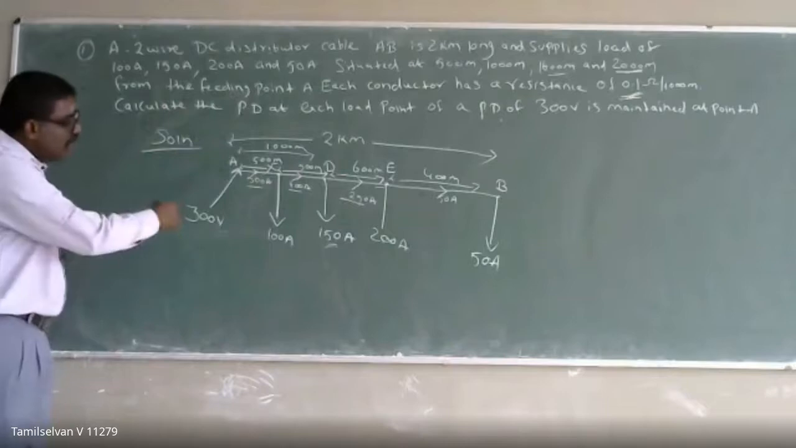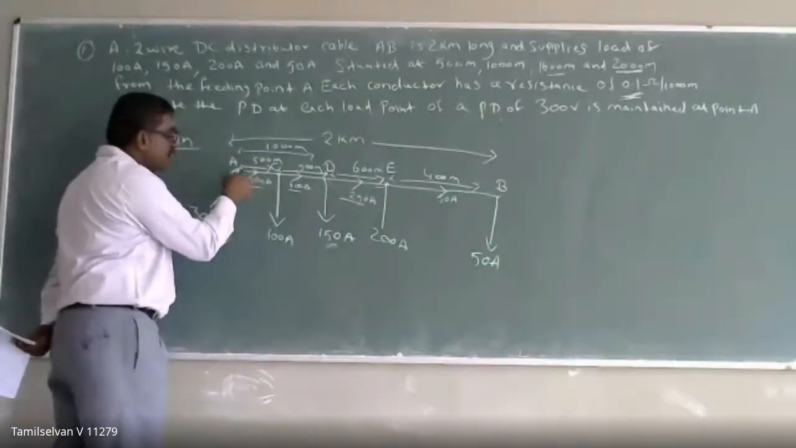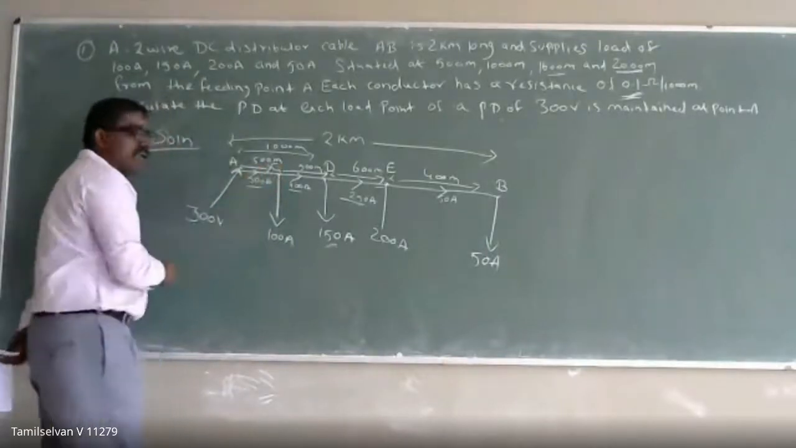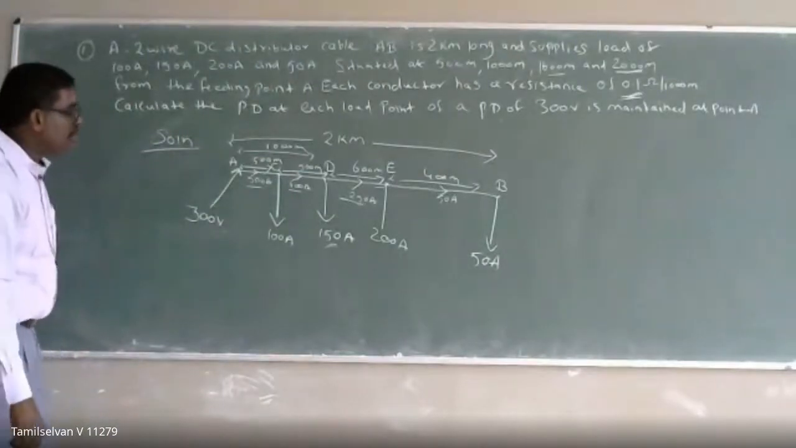I can calculate my distributor current. If I know the resistance, I can calculate the drop at this point. Then if I subtract this from the potential, that will be the potential at my C point.